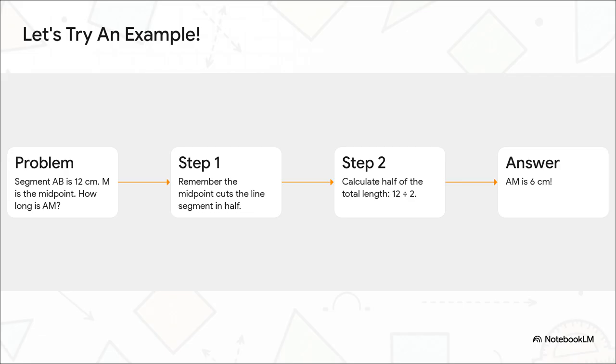What's half of 12? We just do 12 divided by 2. And what does that give us? 6, that's right. So the length of AM is 6 centimeters. You did it. See? Not so bad.